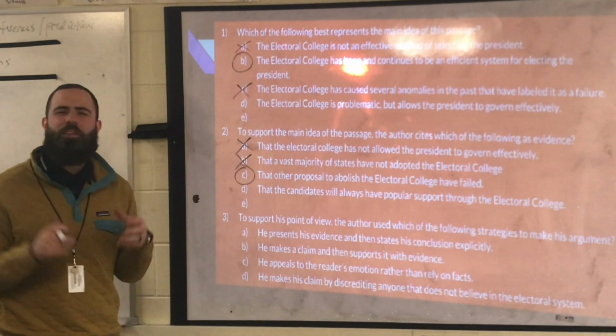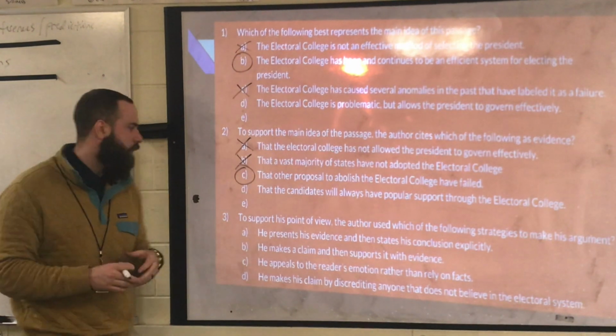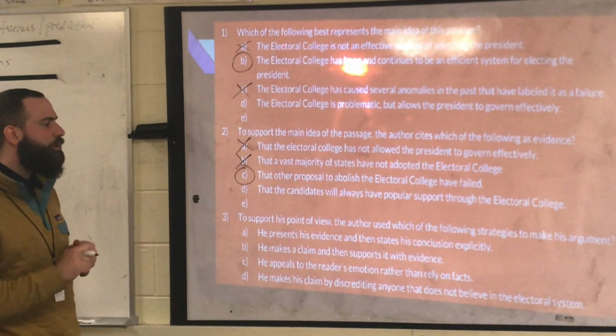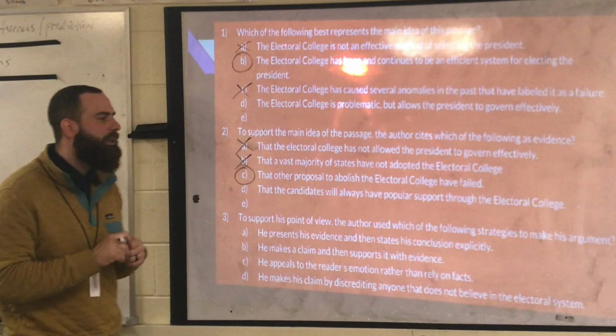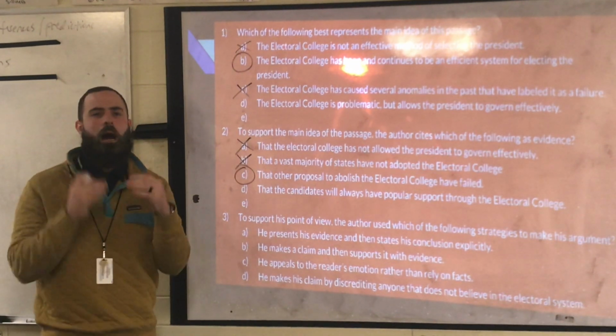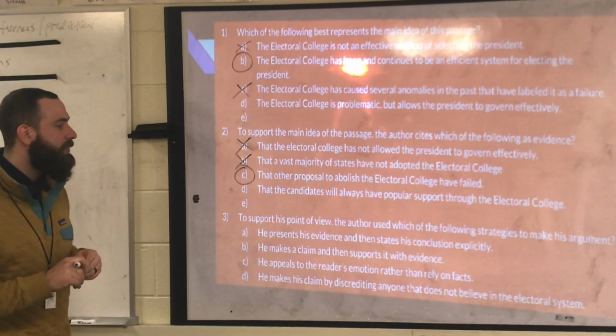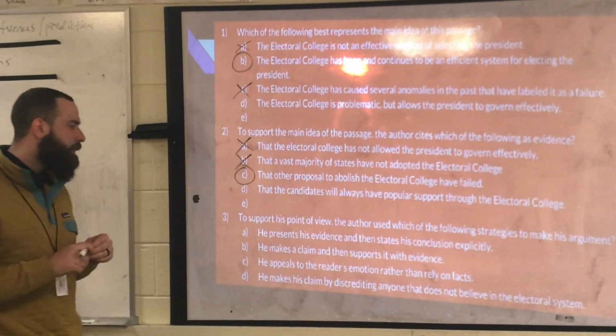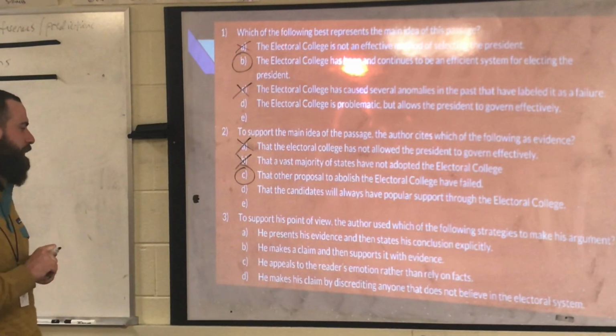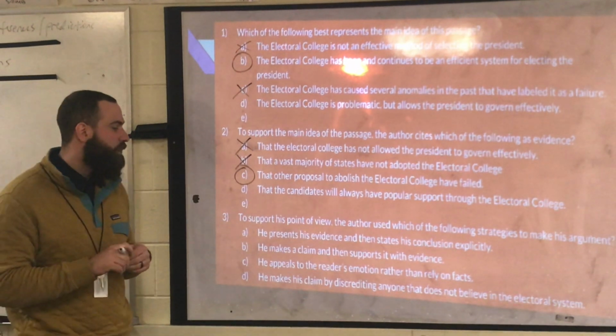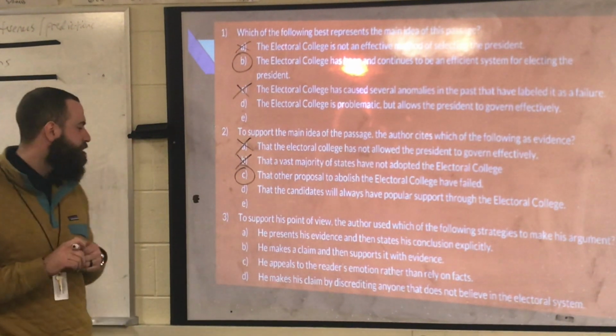Lastly, it talks about the argument structure. To support his point of view, the author used which of the following strategies to make his argument? That's asking us, how was the argument set up? Is it A, he presents his evidence, then states his conclusion? B, he makes a claim and then supports it with evidence? C, he appeals to the reader's emotions rather than rely on facts?